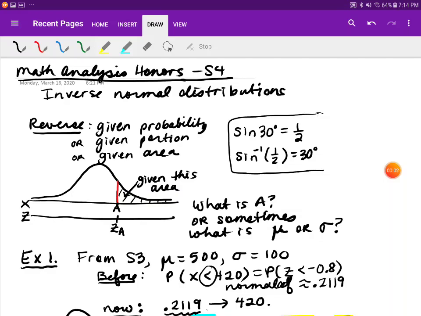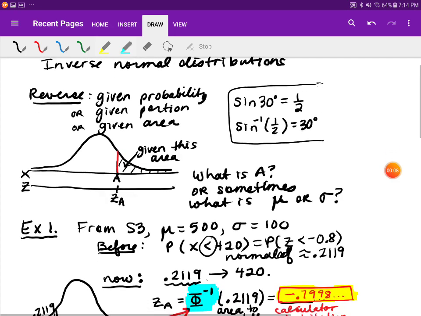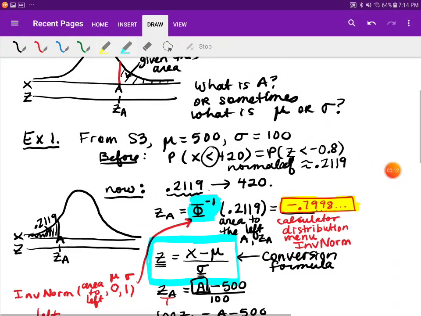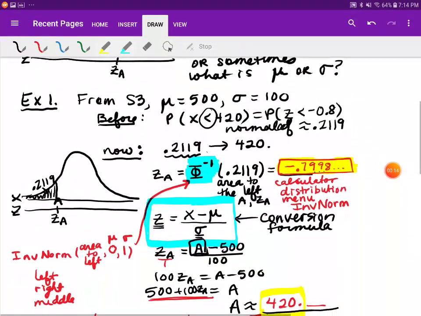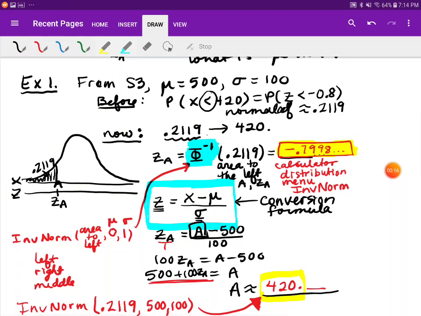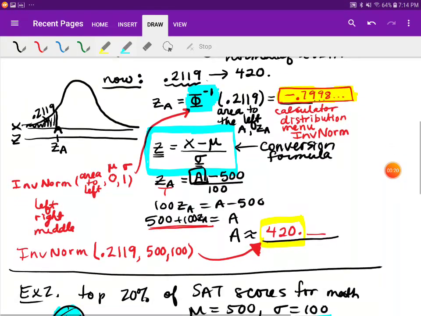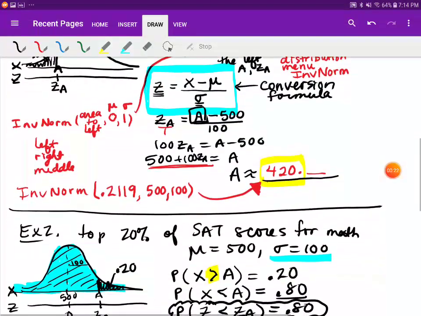This was part 1. There's a video of part 1. But this is part 1 of S4. We're talking about going in reverse. In example 1, we showed what happens if we had a mu and a sigma and an area. How could we go back and find the value? And I showed you there were 2 different ways.